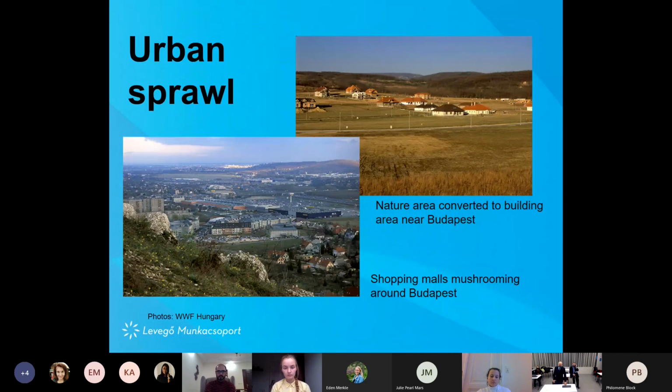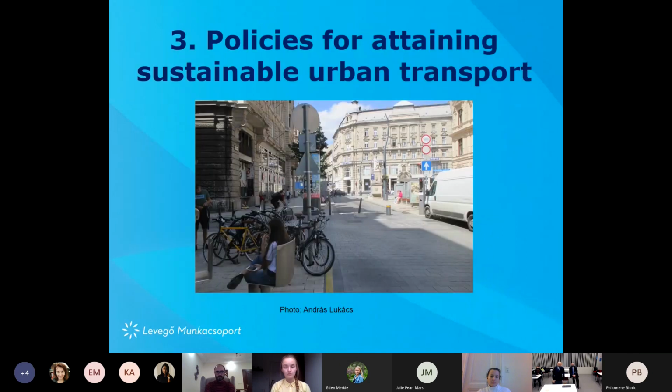So urban sprawl is also made very much possible by the transport. And now I will.